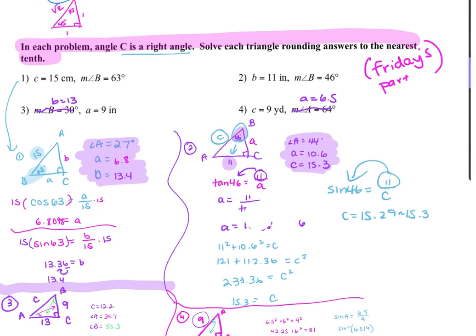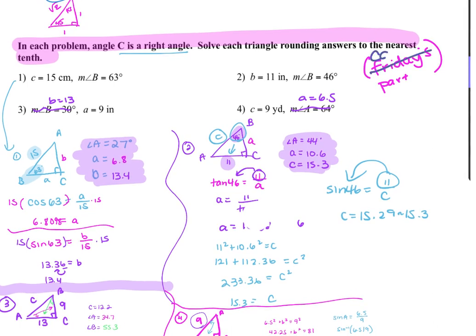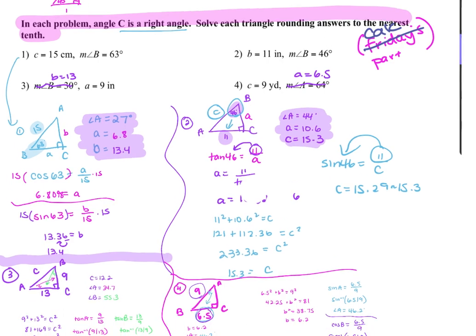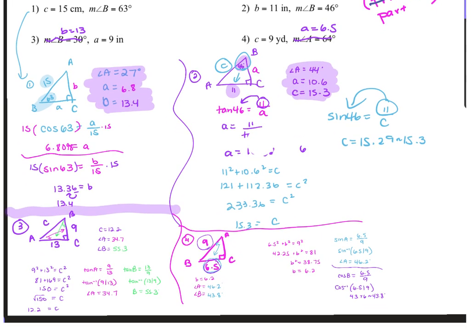Okay, then solving right triangles. This is your SOHCAHTOA. So you'll set it up. This one says C is the right angle. And then it says solve each, which means find all the missing sides and all the missing parts. Questions on those?